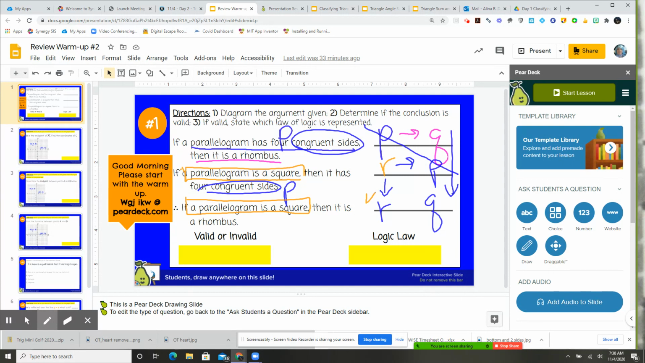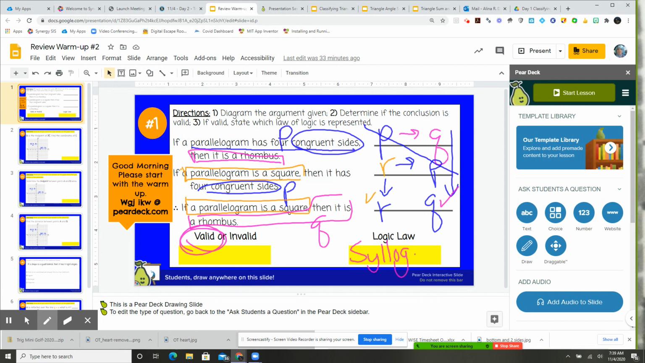Then it has my Q, then it is a rhombus. So then it is a rhombus. Then it is a rhombus, right? So that's the Q, and that works out. So this is valid, and this is syllogism.